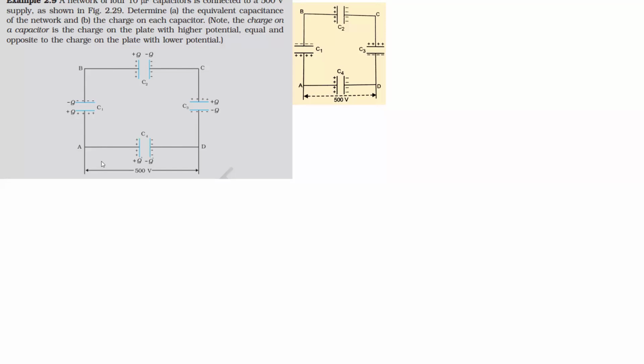First, we have to observe the diagram carefully. If we start from point A to B one capacitor, B to C another capacitor, C to D is another capacitor. So we can see clearly that these three capacitors are connected in series. C1 and C2 as well as C3, these three are in series. Then C4 is in parallel. So we'll start solving it now.